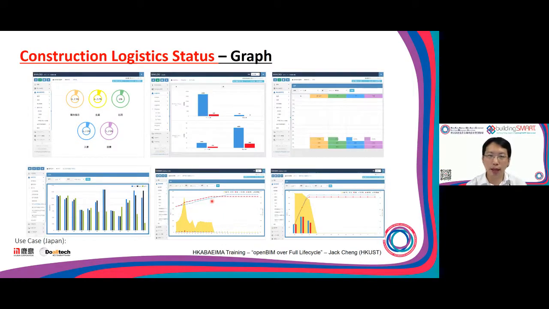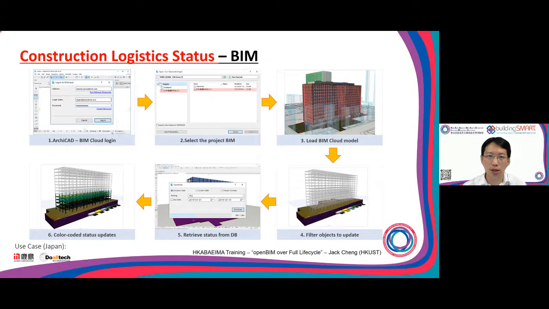Then they can generate different kinds of reports and dashboards. And you can see that they can regularly evaluate performance and see whether what they actually have performed is the same as or better than the plan. If not, then probably they need to do something extra. And this is the dashboard view of the logistic status. And this is the BIM view of the logistic status.